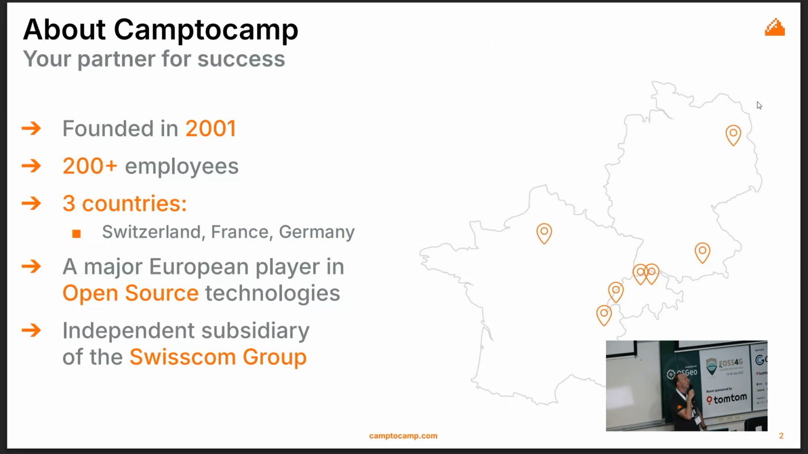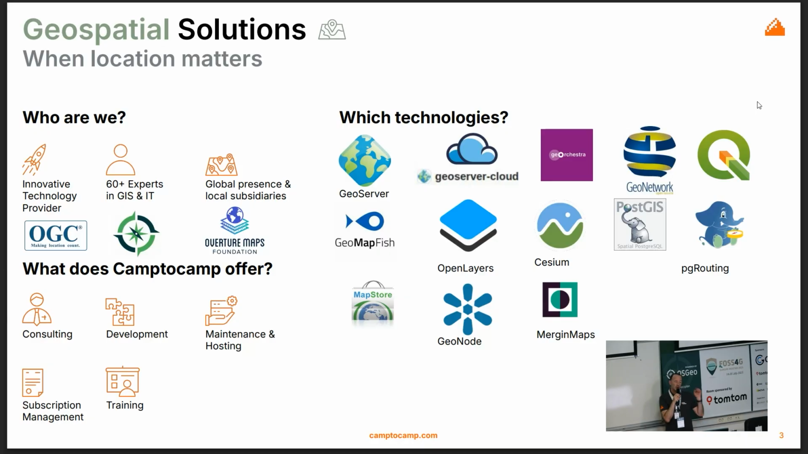Just a few words on my company. I work for Camptocamp. We have been there for more than 20 years. We have more than 200 employees, and we work mostly in Switzerland, France, and Germany. We are now a subsidiary of the Swisscom group, and I am part of the Geospatial Solutions department.